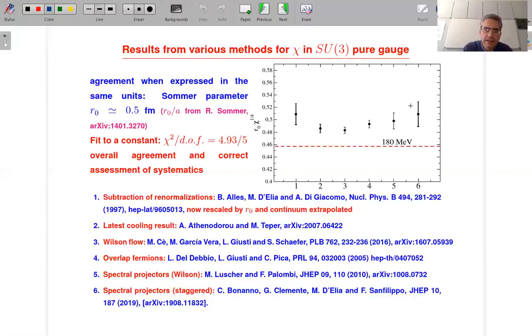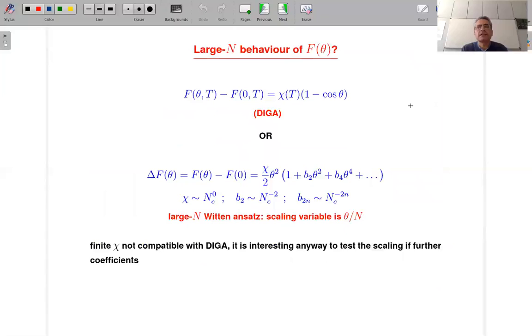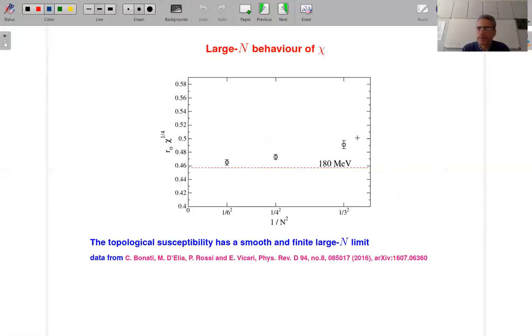Okay, fine. I think this is a good point to stop the lecture, and tomorrow I will continue and discuss how you determine the further terms in the expansion of the free energy density in terms of theta, so the further coefficients, but we will go to that tomorrow. Now I stop, and if you have questions, of course you are welcome.